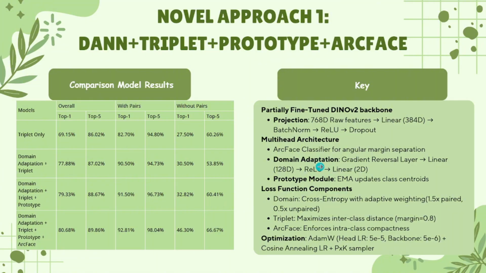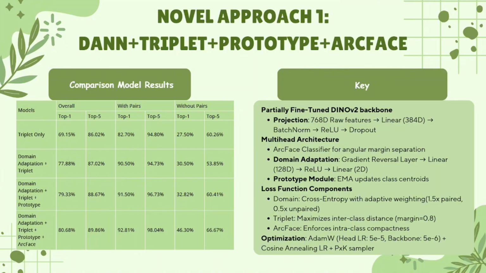Looking at our results table, our final configuration combining all 4 loss components achieved 80.68% overall top-1 accuracy and 89.86% top-5 accuracy. The most critical result is the 46.30% top-1 accuracy on unpaired classes, which the model never saw field images of during training.